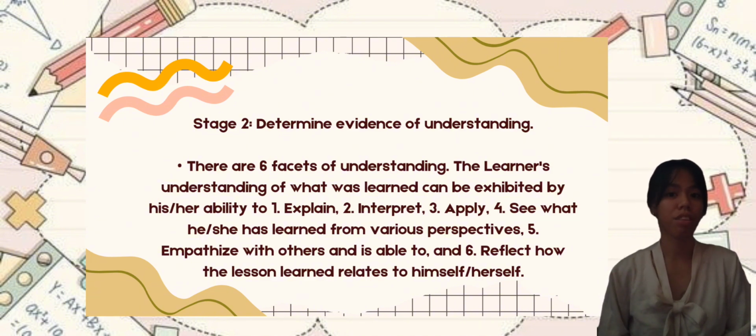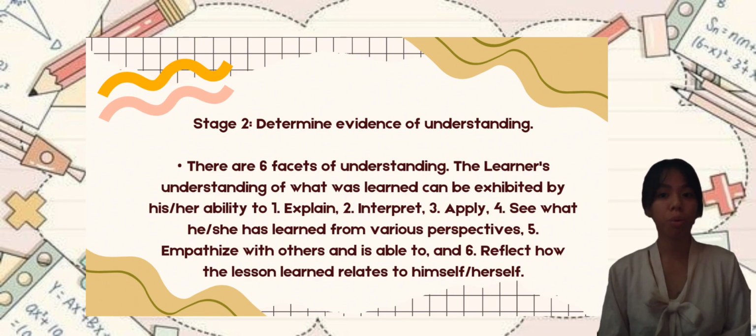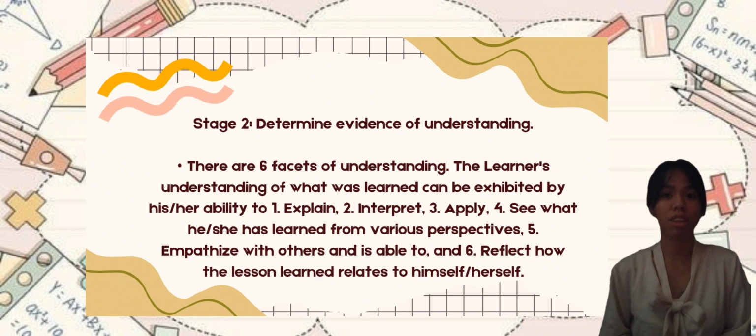The learner's understanding of what was learned can be exhibited by his or her ability to 1. Explain, 2. Interpret, 3. Apply, 4. See what he or she has learned from various perspectives, 5. Empathize with others, and 6. Reflect how the lesson learned relates to himself or herself.